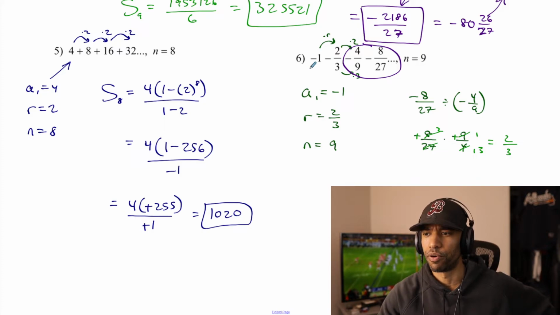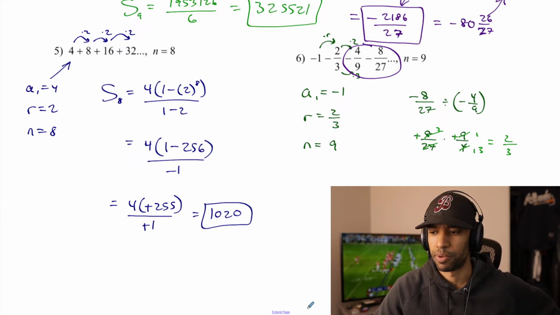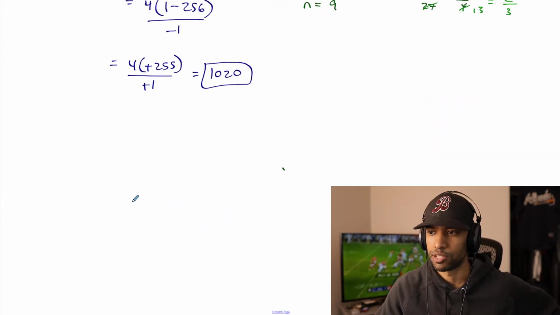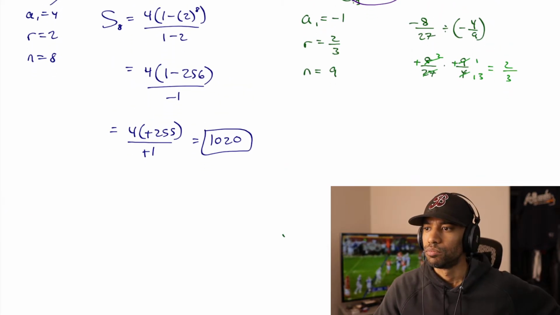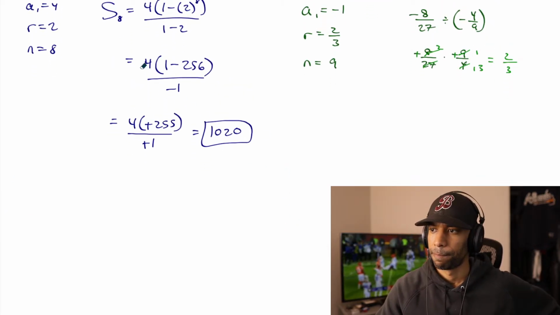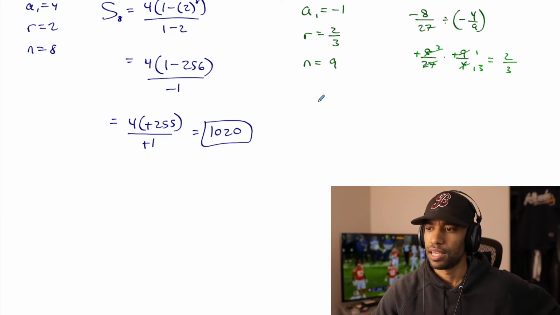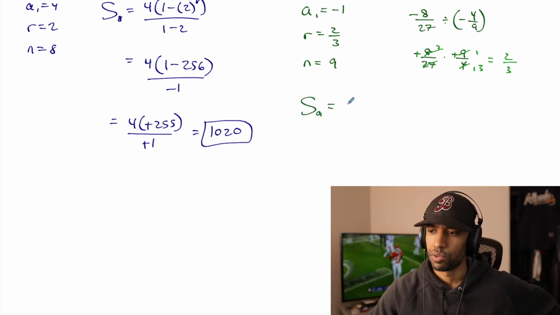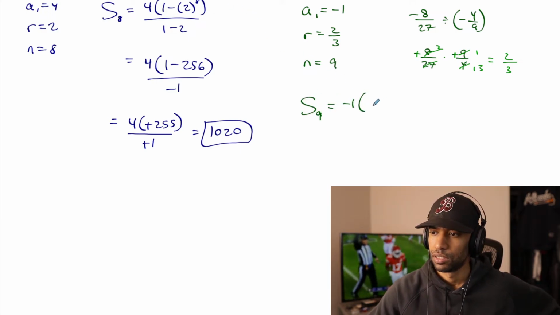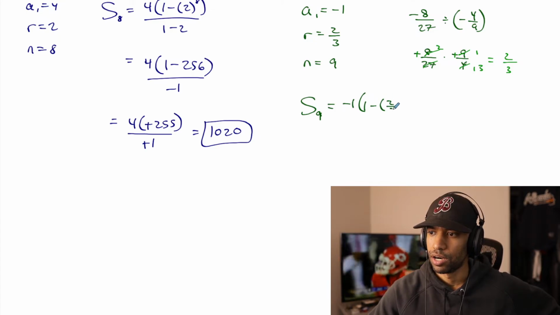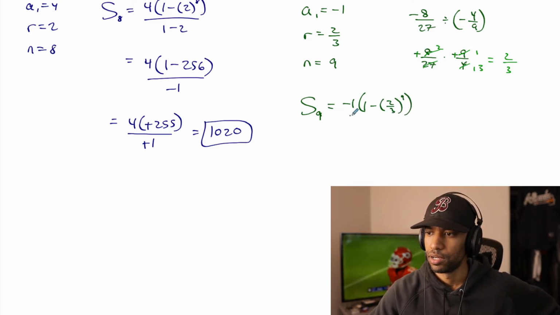Okay, let's go ahead and move forward with this. We have this information, so let's spell this out. How many terms? 9? All right. S sub 9 equals A sub 1 times 1 minus r to the 9th power over 1 minus r.